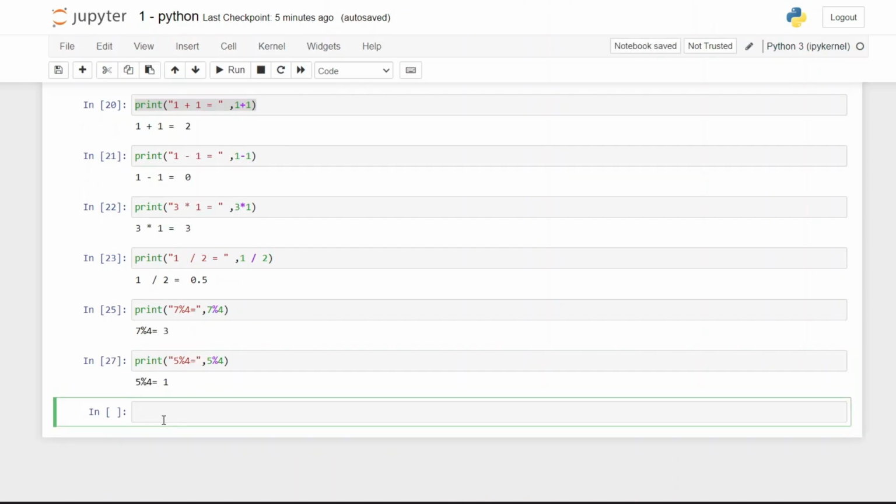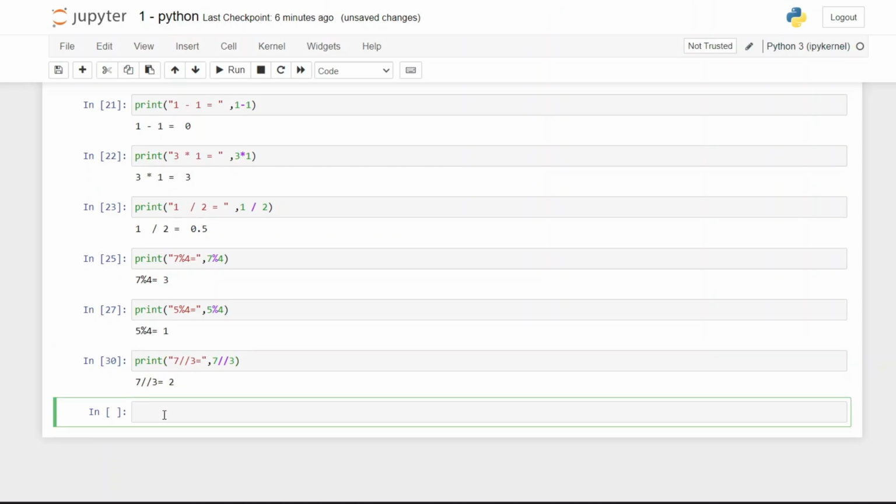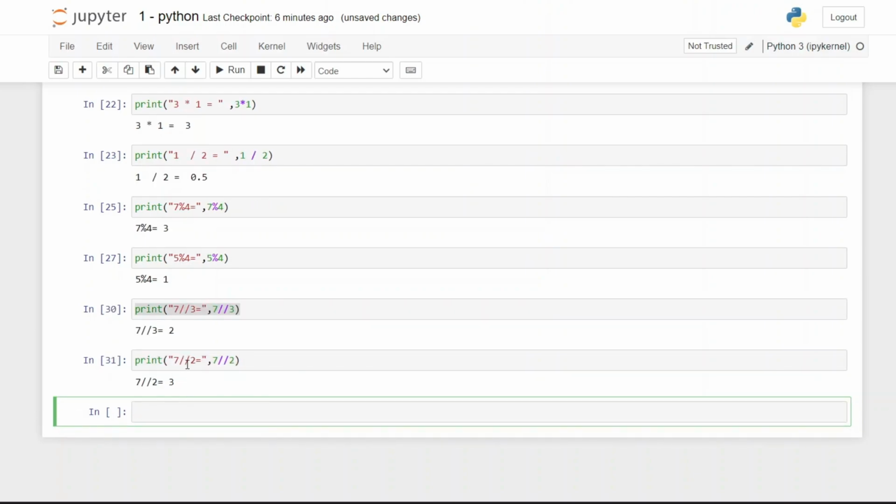And then we check the double divide operator. Print 7 double divide 4 equal to. The answer gives you how many times the value divides: 3 ones are 3, 3 twos are 6, so it gives you 2 times. If you pass a different value, like 7 divided by 2, it gives you 3, because 2 goes into 7 three times, with 1 as the remainder.